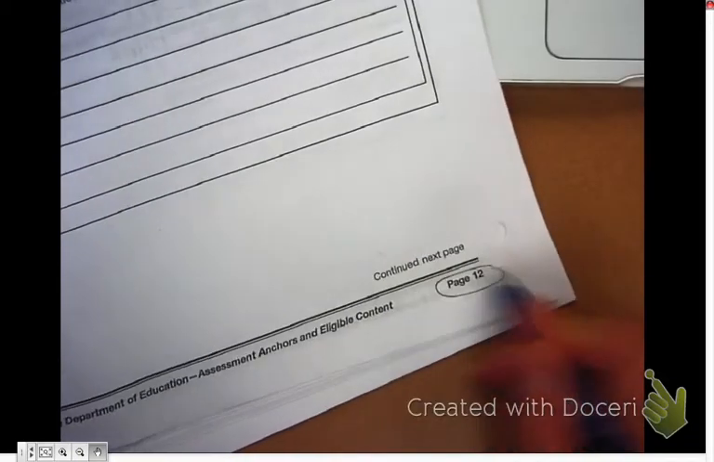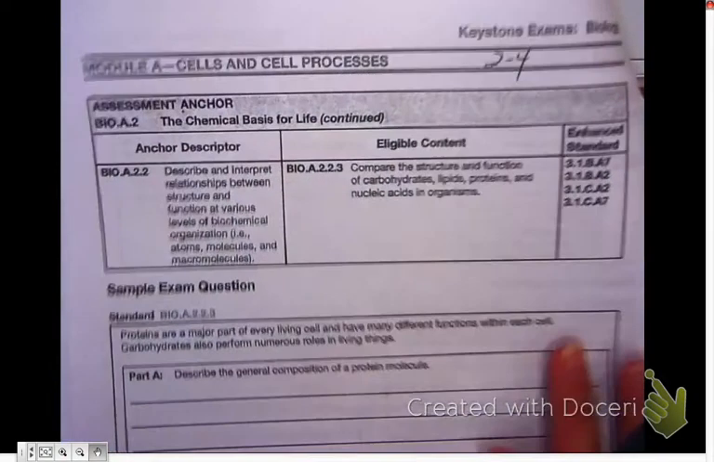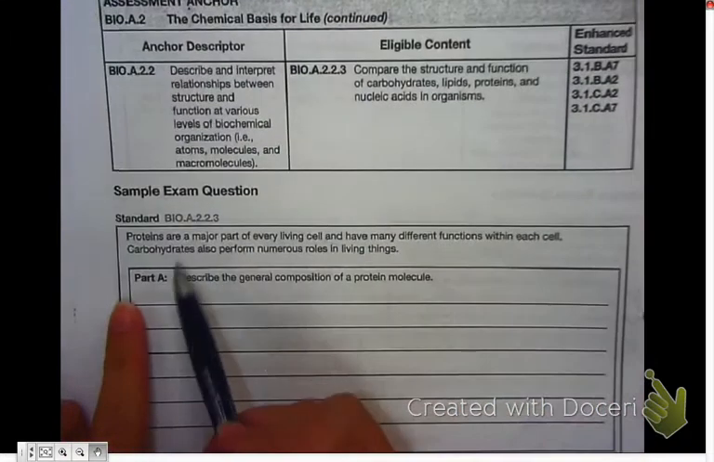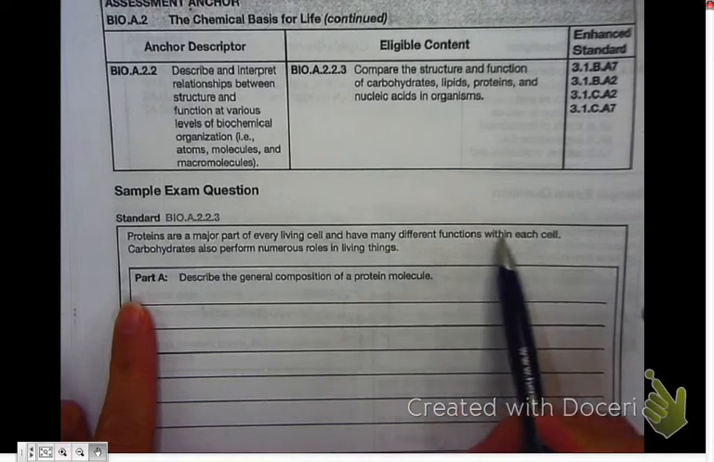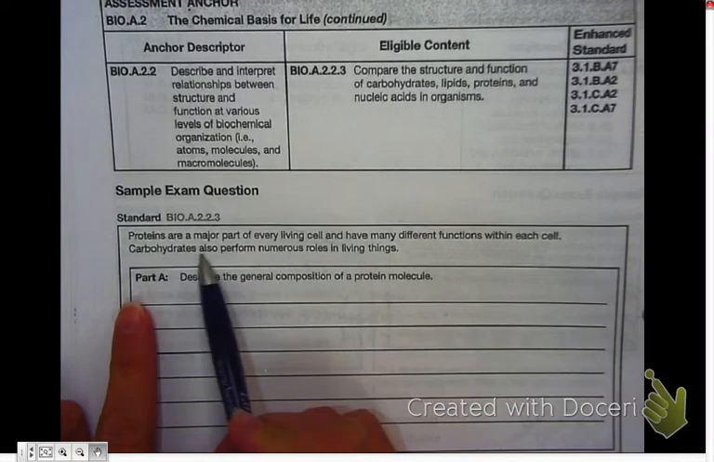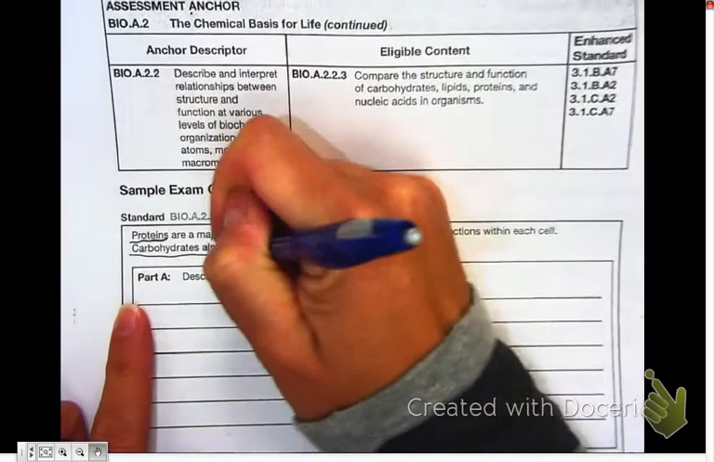This is a constructive response question found on page 12. It'll carry over to page 13. Let's look at the first part. It says, proteins are a major part of every living thing, and they have many different functions within a cell. Carbohydrates also perform numerous roles in living things. So we're going to be focusing on proteins and carbohydrates.